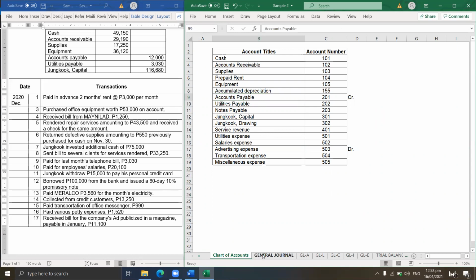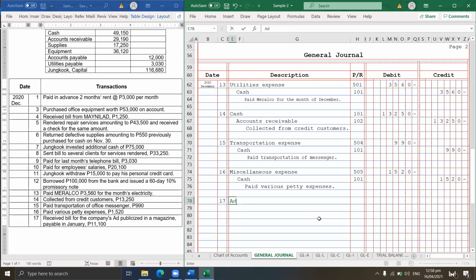So let's formally journalize it. December 17. So we debit advertising expense, amounting to 11,100. And then we credit accounts payable. Okay, hindi pa bayad yan, kaya 11,100. Okay, so short explanation, received bill for the company's ad publicized in a magazine. Okay, so ayan, we're now ready to post our last transaction.